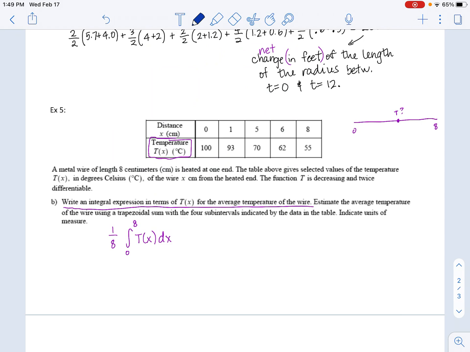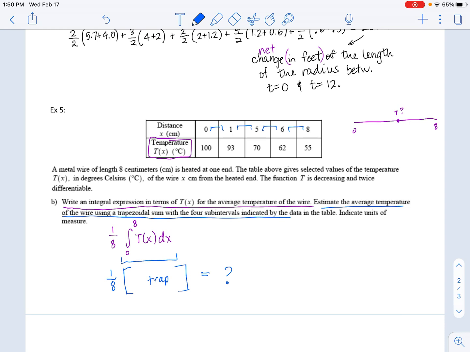The second part says, then estimate the average temperature of the wire using a trapezoidal sum with 4 subintervals indicated by the data in the table. So now I'm going to trap it out for these 4 subintervals and do 4 individual calculations because all of the heights are different from one x value to the next. And then don't forget at the end of that, you do have to make sure you divide by 8. When you do the trapezoidal approximation, you're just doing this part of the integral. Then you're going to put your trap approximation times that 1/8 to give your answer to Edpuzzle.